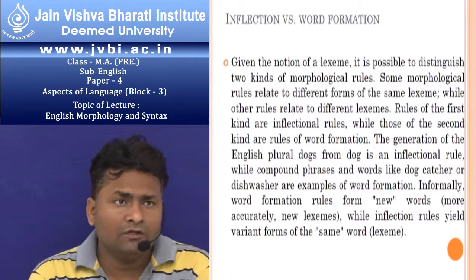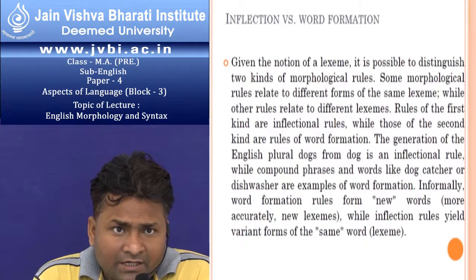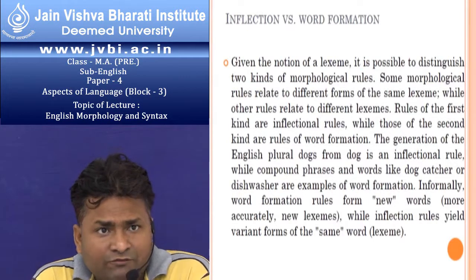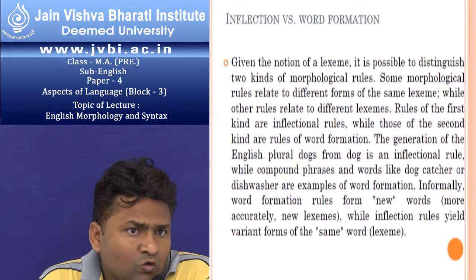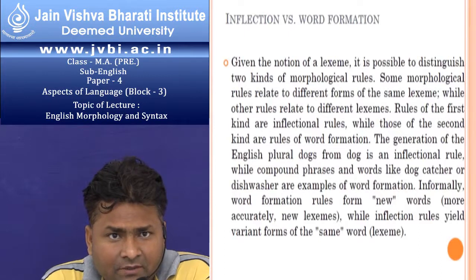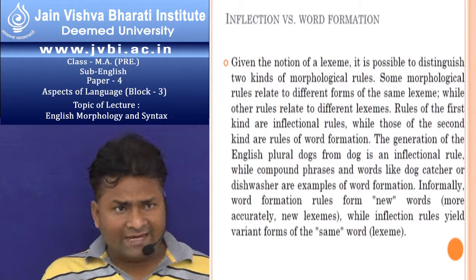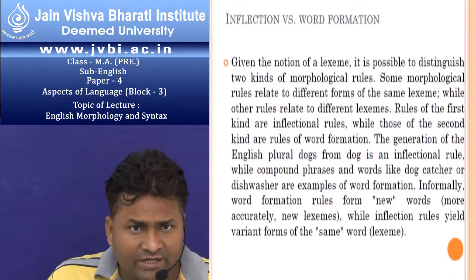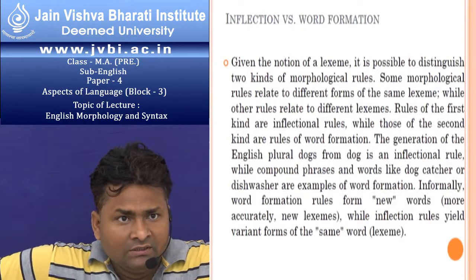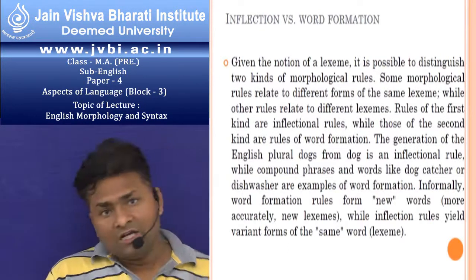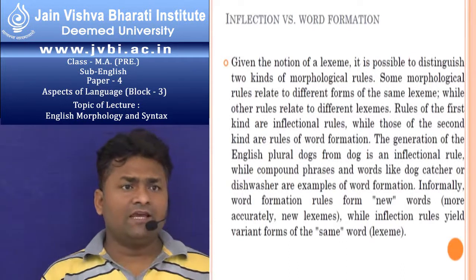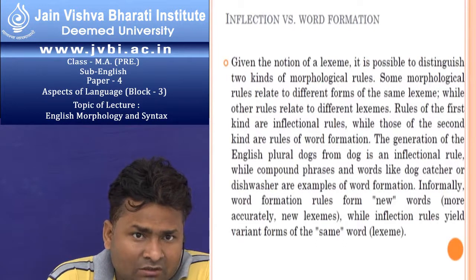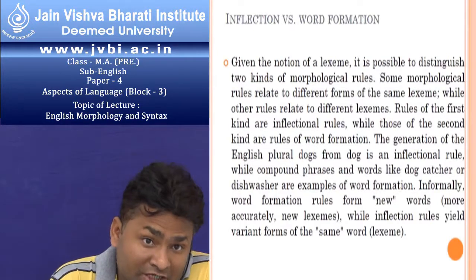Given the notion of a lexeme, it is possible to distinguish two kinds of morphological rules. Some morphological rules relate to different forms of the same lexeme, while other rules relate to different lexemes. Rules of the first kind are inflectional rules, while those of the second kind are rules of word formation. The generation of the English plural dogs from dog is an inflectional rule, while compound phrases and words like dog catcher or dishwasher are examples of word formation.